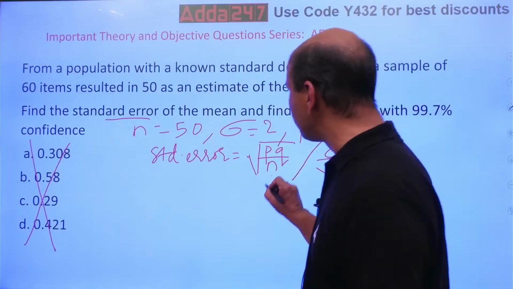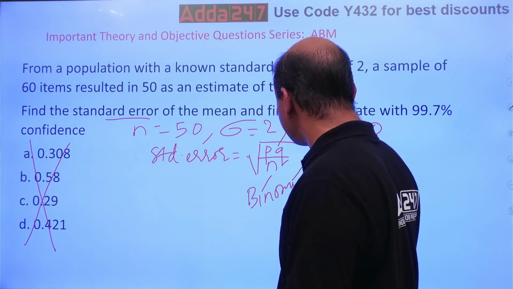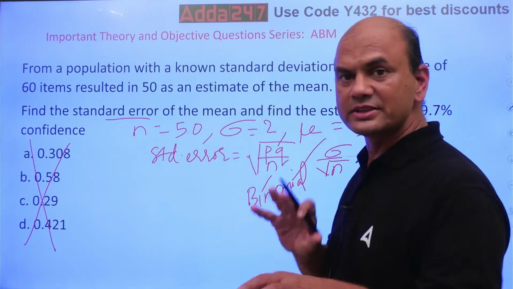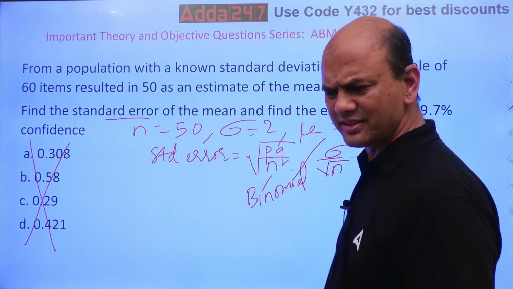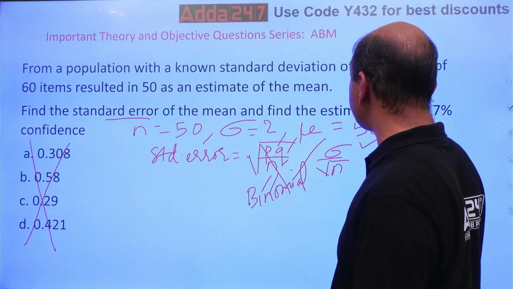This is for binomial. Kindly note binomial. Is there a binomial problem over here? Are there two results possible over here? Given something, this or that, something like this. Nothing, so this cannot be used. So you'll be using this psi upon root of N.